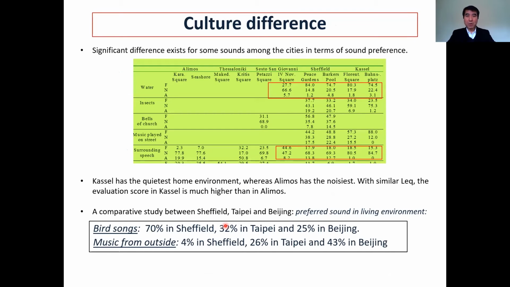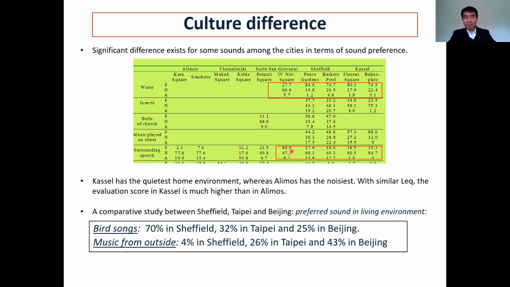And also there are a lot of cultural differences. This is a comparison of different countries in terms of sound preference: favorable, neutral, and annoying, for different sound sources. You can see for water sound, German and English people are similar. They like water sound, favorable. But that's not true in Italy. In Italy, or some city in Italy, the majority of people think it's neutral, not that high for favorable.